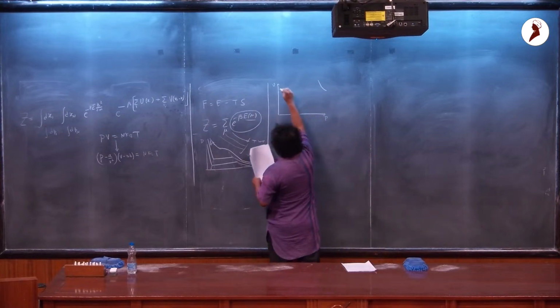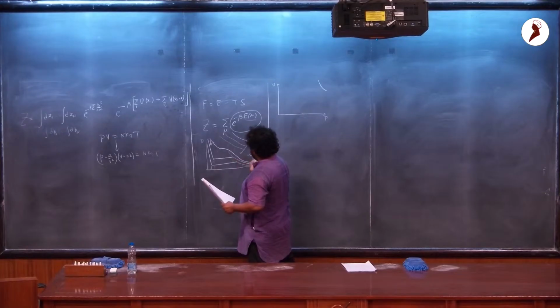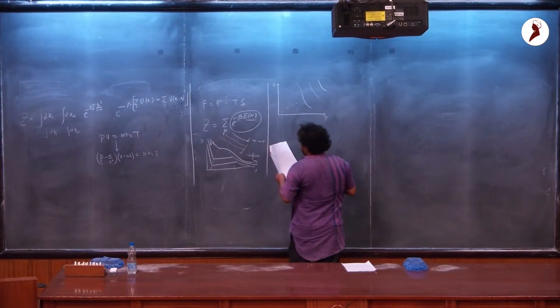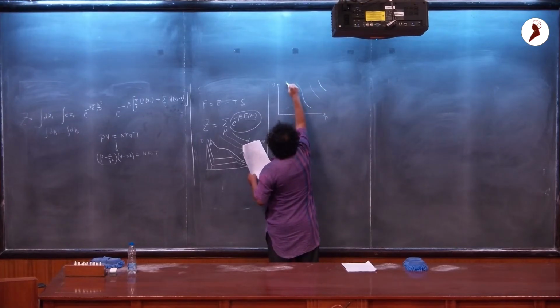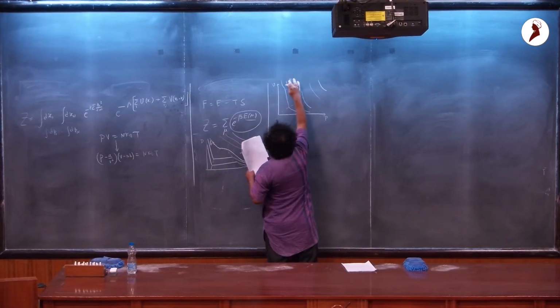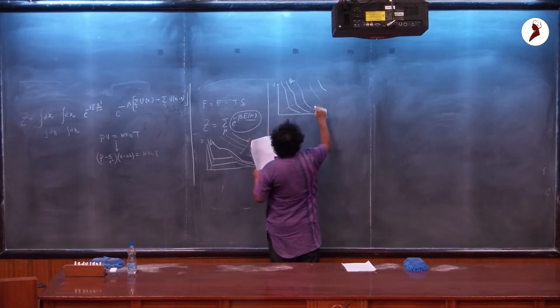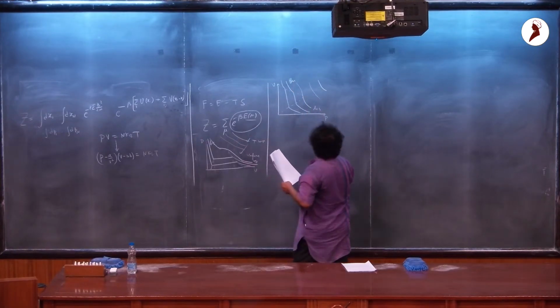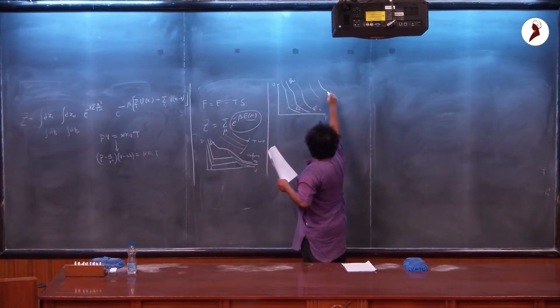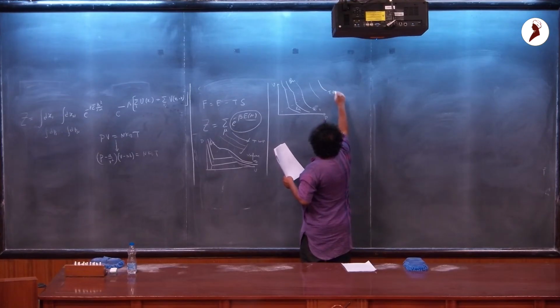You all know all these things. So I'm just drawing this and then rotating. It will be like this, and then you'll have like this. This side is gas, and this side is liquid. And this is TC. This is T very large.